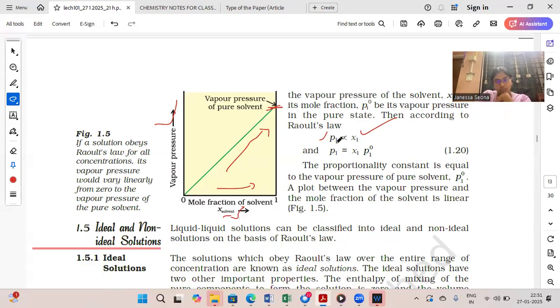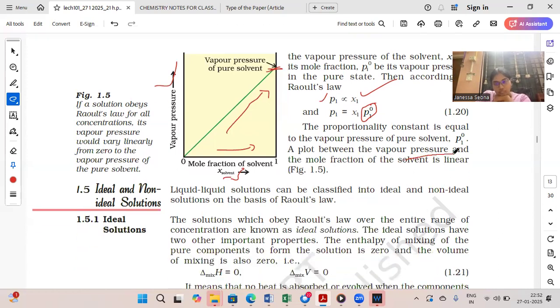The partial pressure of component 1 in solution is proportional to mole fraction of component 1, where P1 naught is the partial pressure of the pure component. That is the proportionality constant. The proportionality constant is equal to the vapor pressure of pure solvent P1 naught. A plot between vapor pressure and mole fraction of the solvent is linear. Linear means when you increase the mole fraction, the vapor pressure also increases. That is what is called linearity.